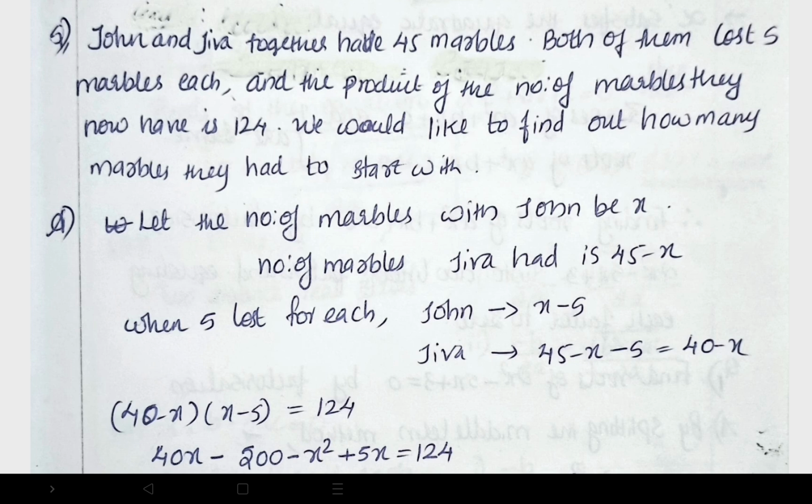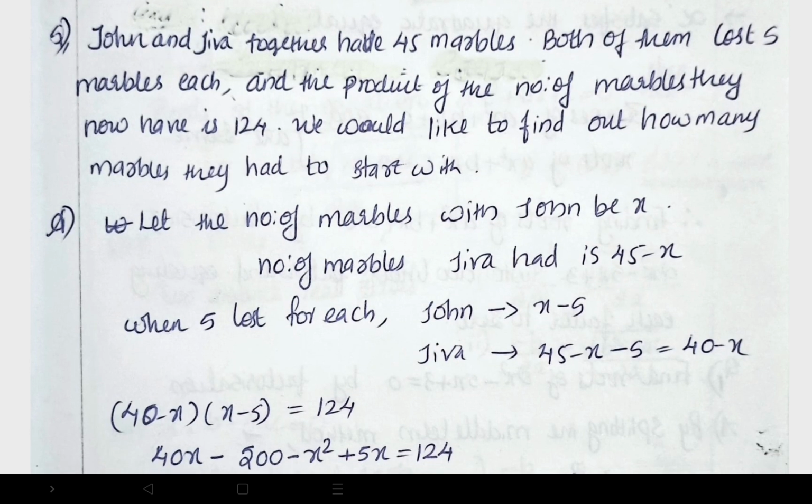Let's have a question here. John and Jiva together have 45 marbles. Both of them lost 5 marbles each, and the product of the number of marbles they have now is 124. We would like to find out how many marbles they had to start with. Okay, so we have to find the total number of marbles they were having at the beginning, before losing the marbles.